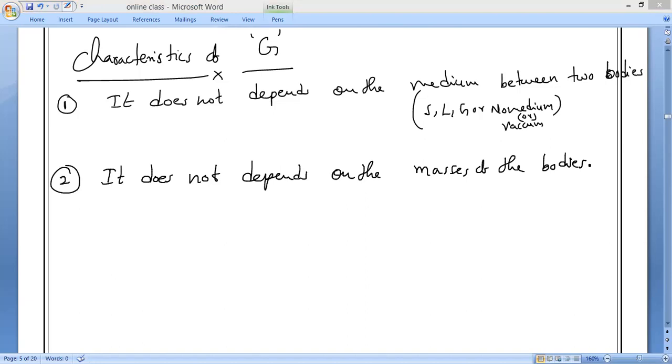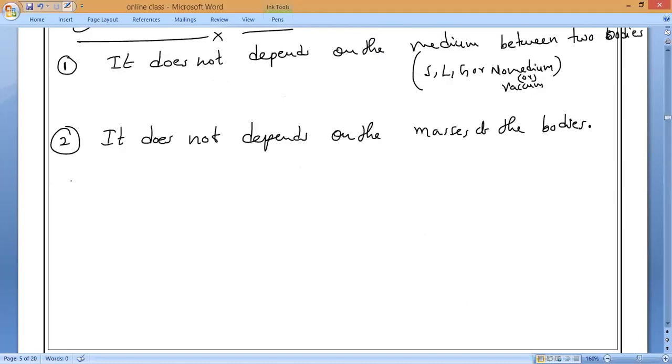So that is why you can say the universal gravitational constant is numerically equal to the force of attraction between unit masses placed at unit distances. That is already derived and I have shown you also. Next, third property: it does not depend on the distance between the bodies.